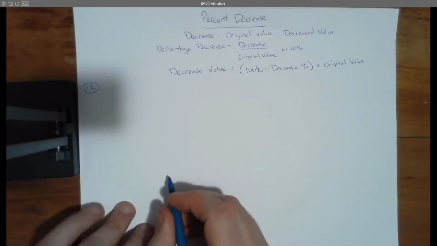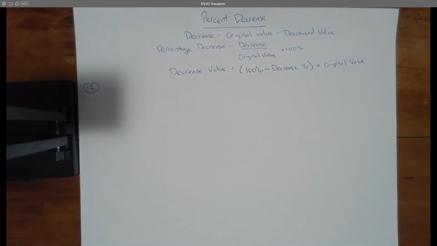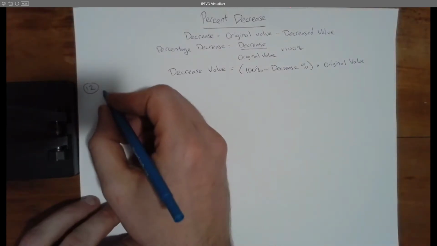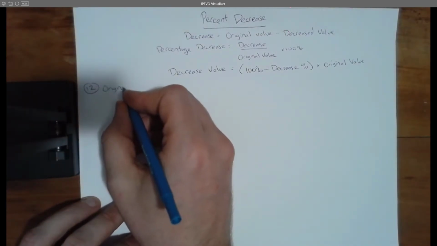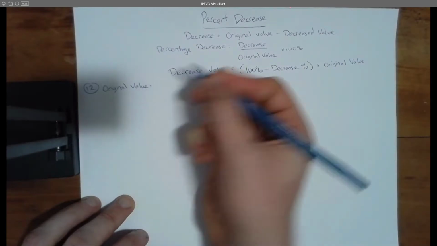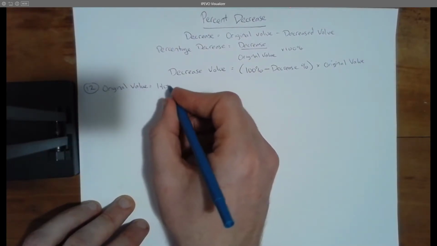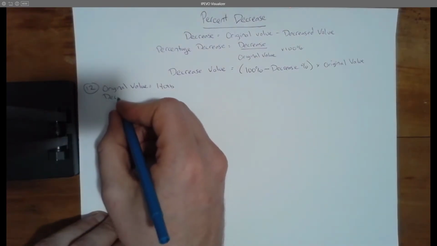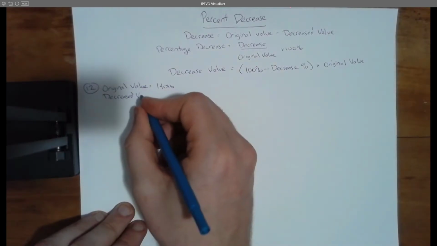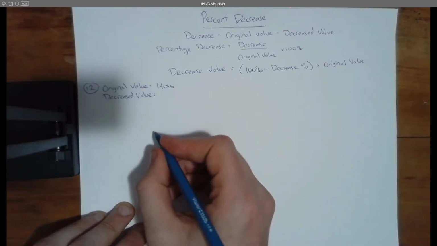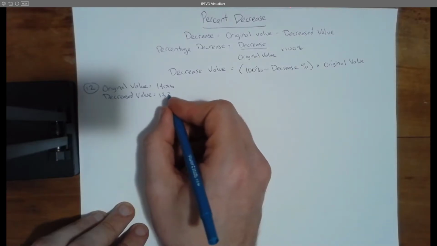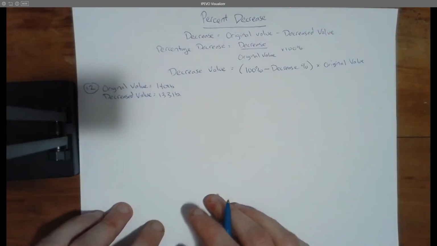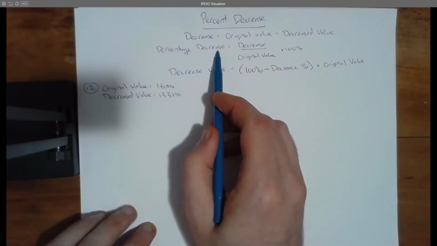Example 12 says, Maria's weight decreased from 140 pounds to 133 pounds. Okay, so in this case, we're given an original value. Her original value is 140 pounds. And we're given also a decreased value of 133 pounds. The question then says, find the percentage decrease in her weight.